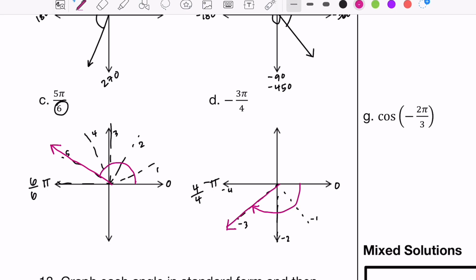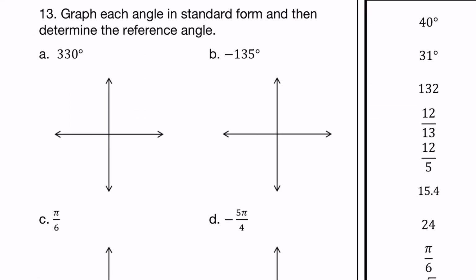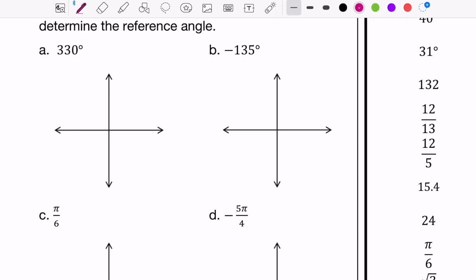That's that. Next part of your test is about finding reference angles. So what you're going to want to do is graph the angle and then figure out what gets it back to the x-axis. And it's always positive. So again, x-axis, always positive.